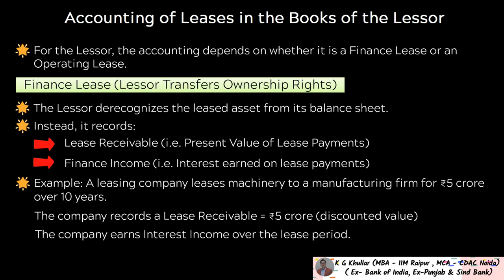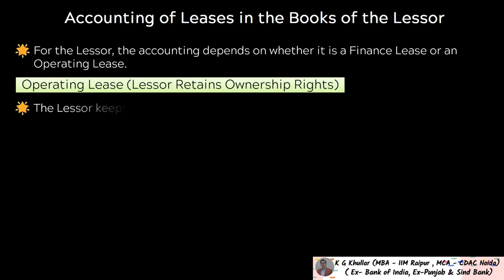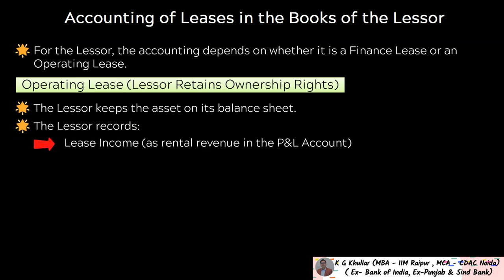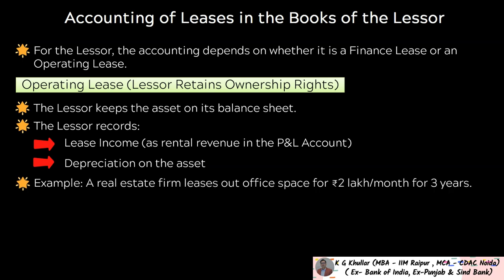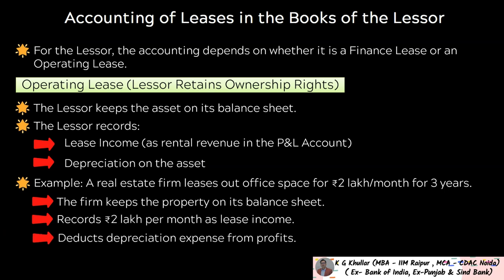Next, for an operating lease, that is in this case the lessor retains ownership rights. Friends, here the lessor keeps the asset on its balance sheet and the lessor records first lease income as rental revenue in the profit and loss account, and secondly depreciation on the asset. For example, if a real estate firm leases out office space for rupees 2 lakh per month for 3 years, then the firm keeps the property on its balance sheet and it also records rupees 2 lakh per month as lease income. Not only this, it also deducts depreciation expense from the profits.